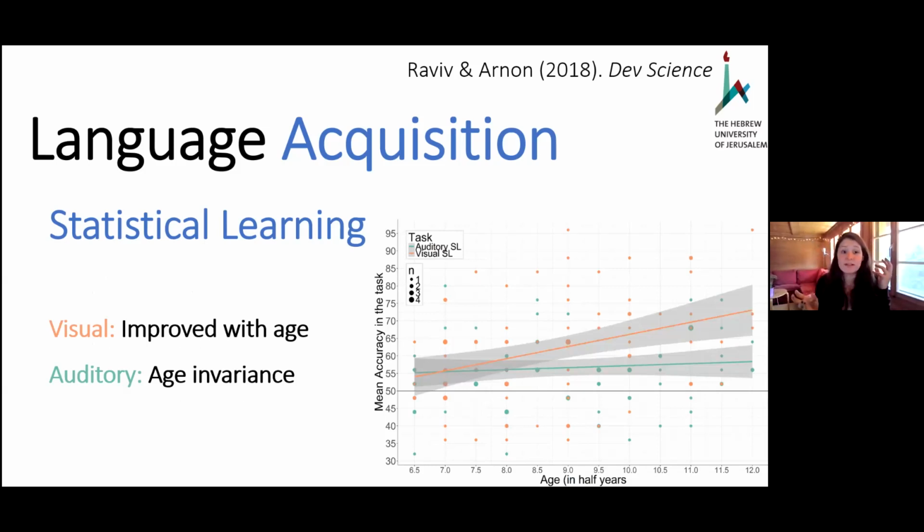What we found here is that there was a difference in the developmental trajectory of statistical learning across modalities, such that although statistical learning improved with age in the visual modality, it was age invariant in the auditory modality. So auditory learning did not change much during childhood. And these results showed that statistical learning develops differently across domains and suggest that it is not a unitary and stable capacity, but rather modality sensitive.